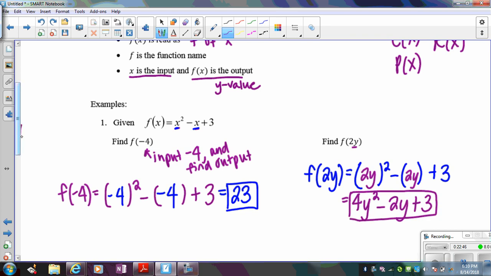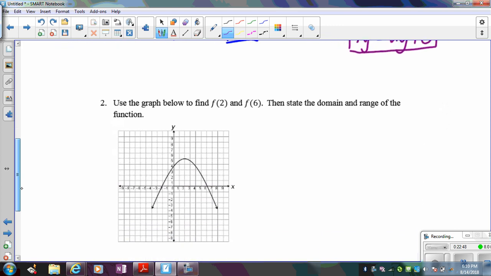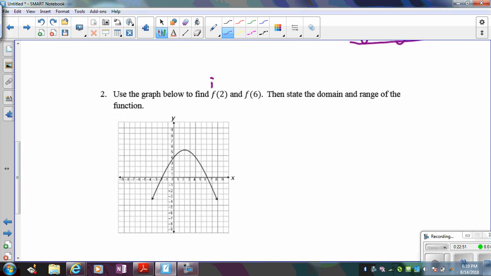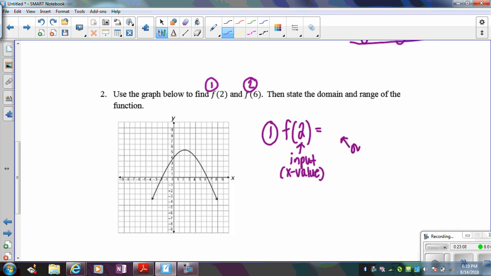And then the last thing is looking at inputs from a graph. So again, this all means the same thing. We have two examples here, and we're going to use the graph to do this. So f of 2 is what we're going to find. What that means is 2 is the input, or the x value. You want to find the output, or the y value associated with it. That's all it means. This function right here is considered f of x. It's graphed. So we go to the input of 2, go up to the y value. The y value is 5, so this equals 5.